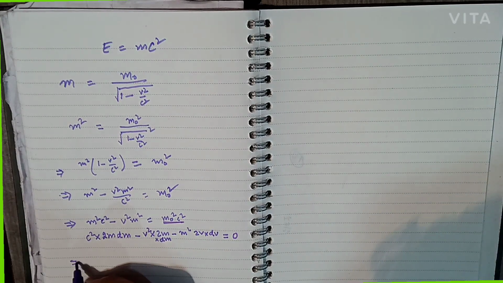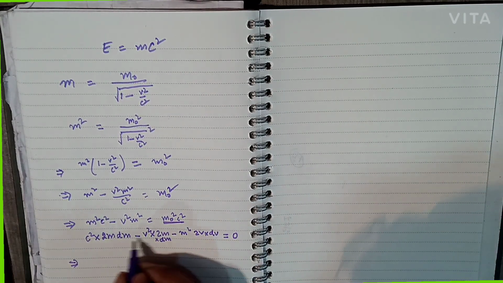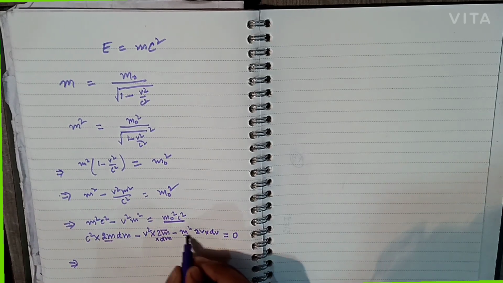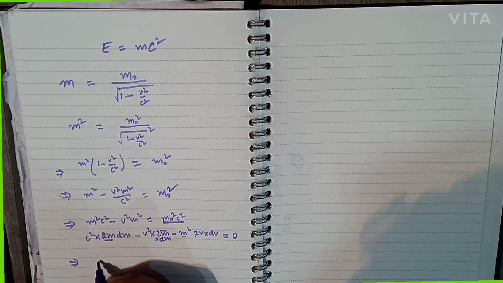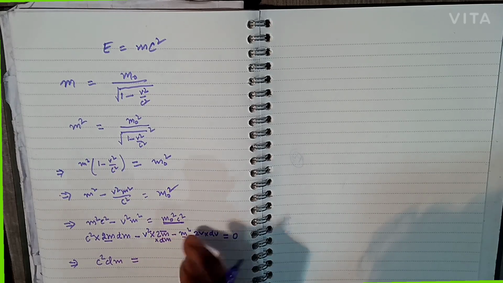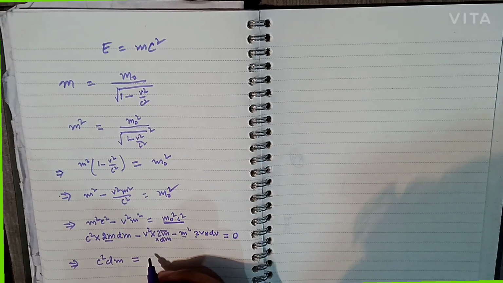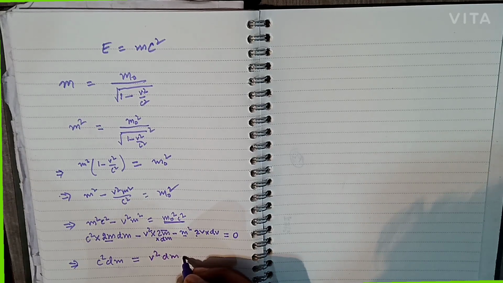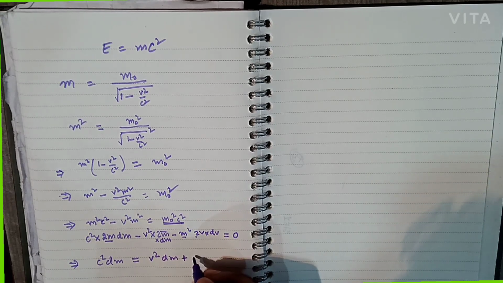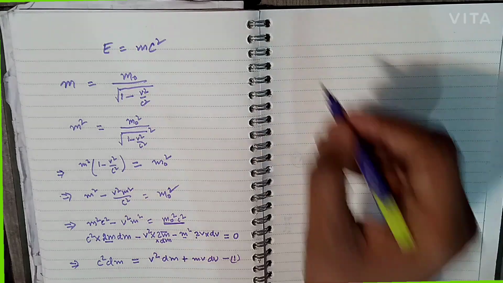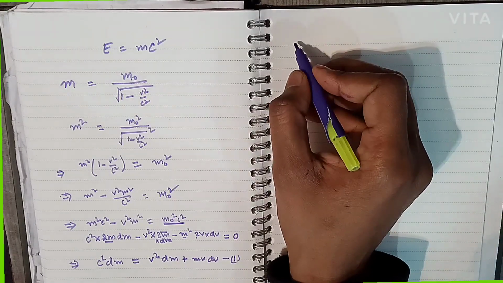Next, from all of this we take 2m common, so what remains is c square dm is equal to, taking the minus part to the other side, v square dm plus m v dv. This is equation 1.